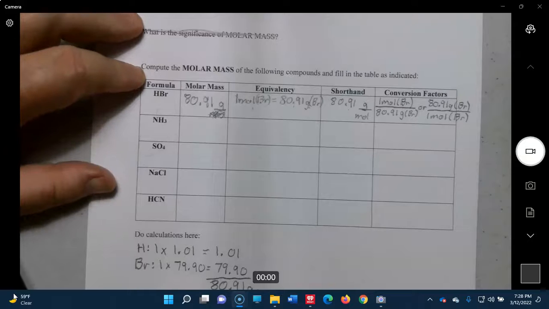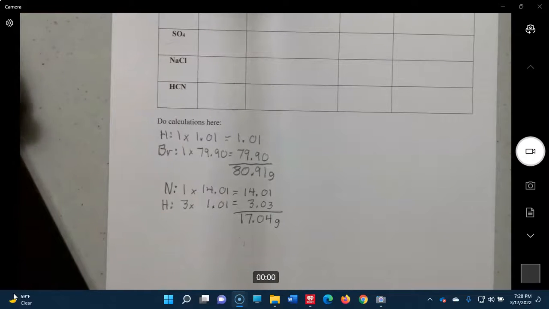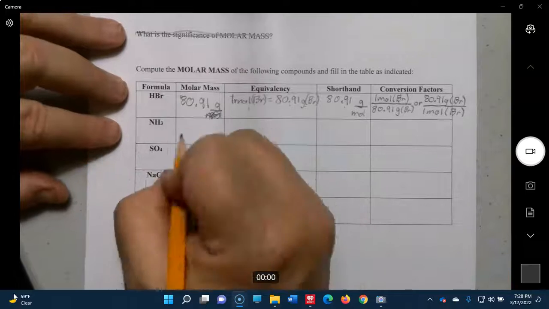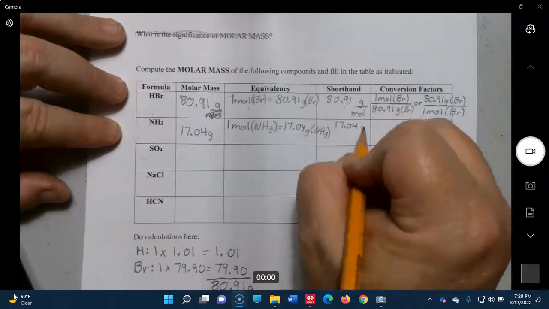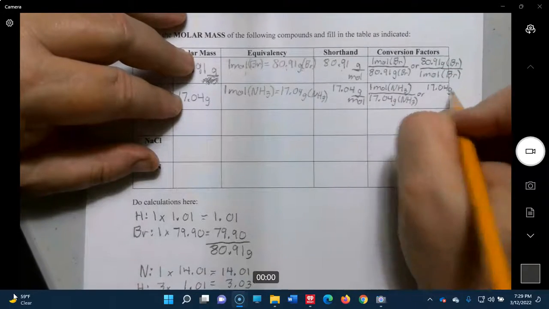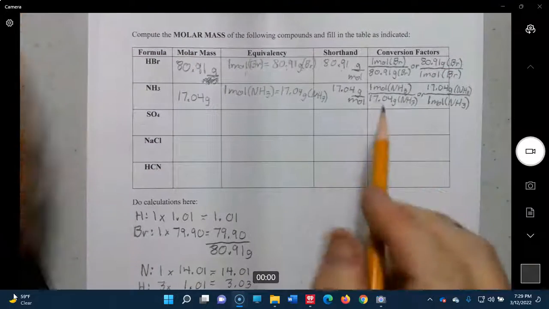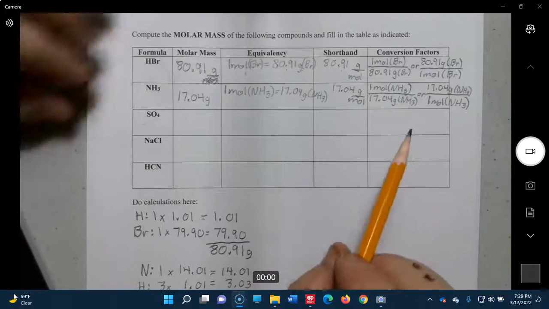We'll do ammonia. So that's the molar mass of ammonia. So we come up here and we're just going to write it up here. The equivalency, the shorthand, and the 2 conversions. Okay, there you go. So you'll see the significance of these coming up shortly. Okay, one more. Go down here.